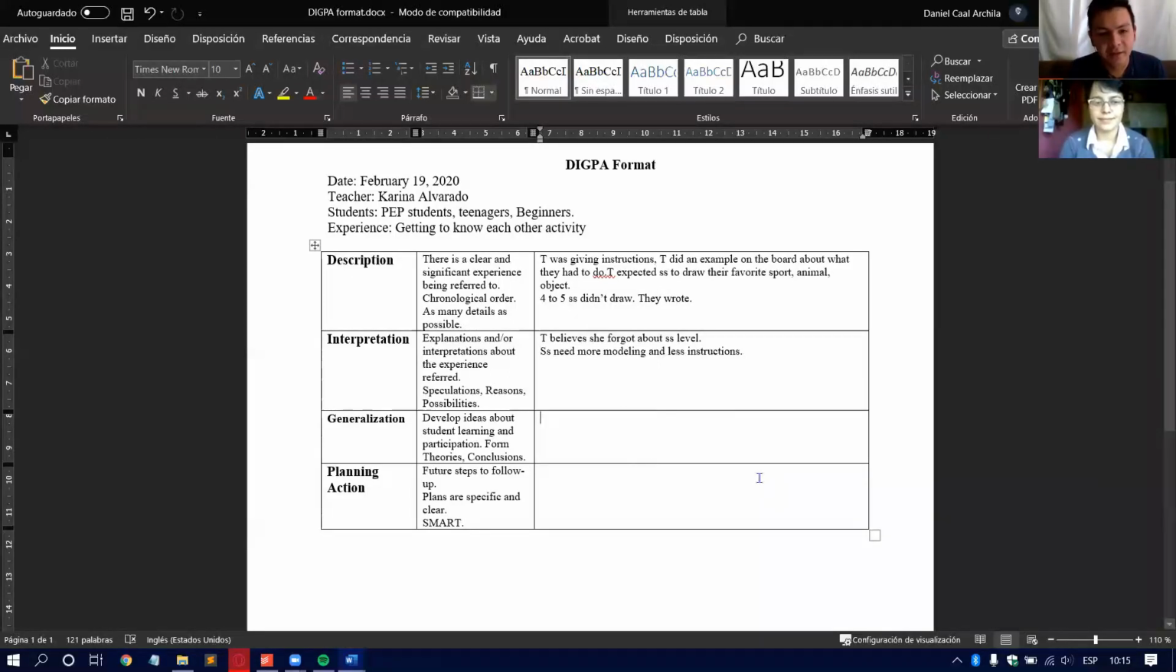Now, in the generalization part, you have to develop ideas about students' learning and participation. You have to create your own theories or conclusions. So, might you create a generalization about this for future occasions? What would your generalization be?